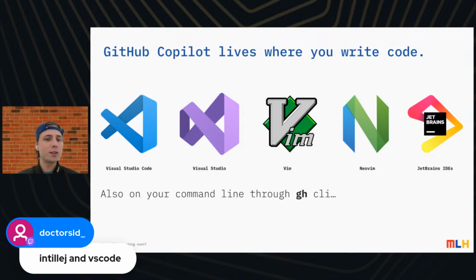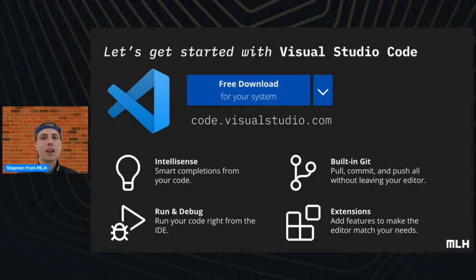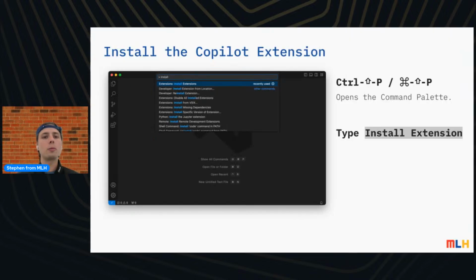Yeah, and so you can also use command line for GitHub Copilot, just to let you know. So if you don't already have a text editor, you can get started with VS Code. There's a free download at visualstudio.com, excuse me. And you can install the Copilot extension. So you could use install extension in the command palette, or you could click on that little puzzle piece on the left-hand side of the application. And that's another way to install the Copilot extension.